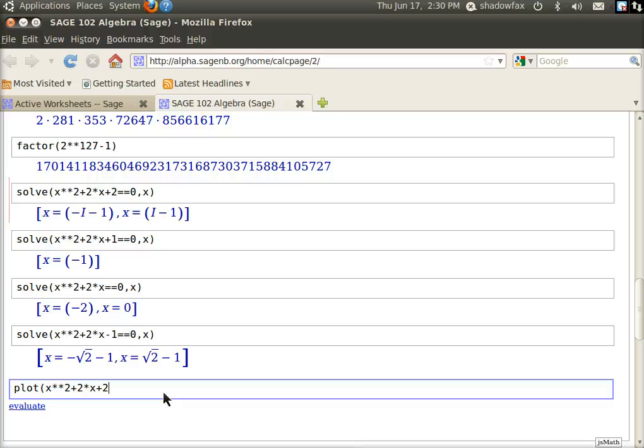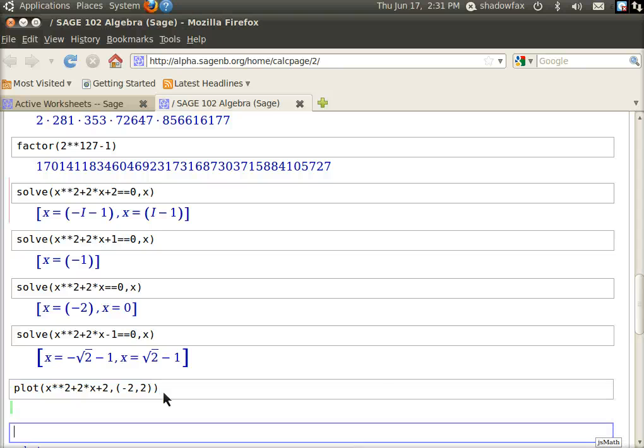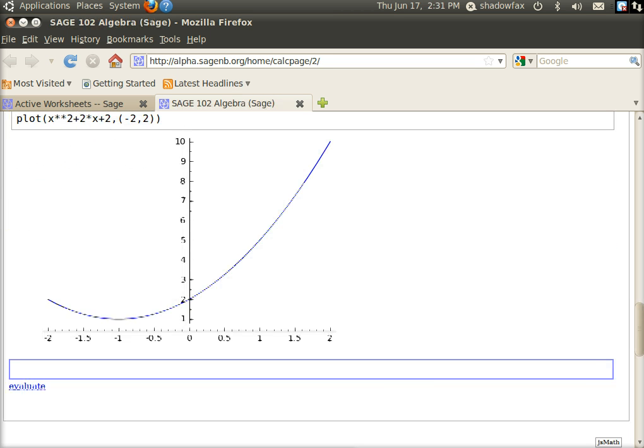Okay, and I don't know. These are relatively small roots. I want to see where they are. How about we go from, I don't know, negative 2 to 2. And let's see, do we get a graph? And this is the complex case. In other words, it shouldn't hit the x-axis. Let's see that that's the case. There it is.